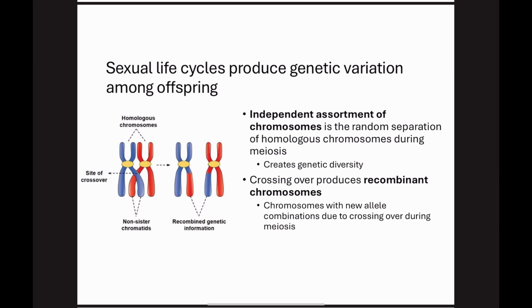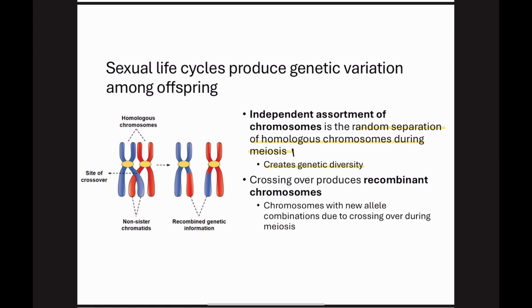Independent assortment of chromosomes contributes to genetic variability due to the random orientation of homologous chromosomes during meiosis 1. So essentially, independent assortment of chromosomes just creates genetic diversity.